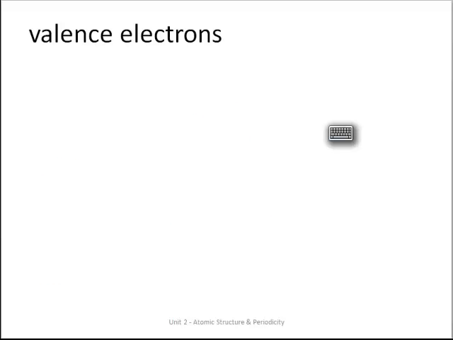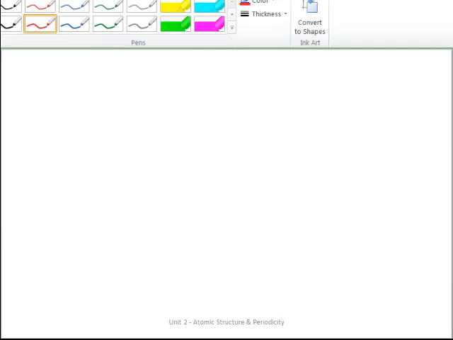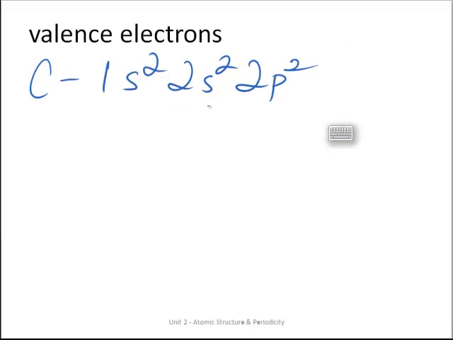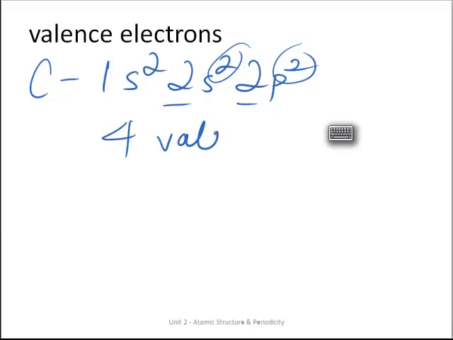So let's do a couple. Let's see how many valence electrons carbon has. One of the easiest things to do is just write out its electron configuration, either reduced or full. We can see that carbon is 1s2, 2s2, 2p2. And so we are going to ask ourselves, what is the highest energy level for carbon? And that is n equals 2. And there are 4 electrons in that highest energy level. So carbon has 4 valence electrons.